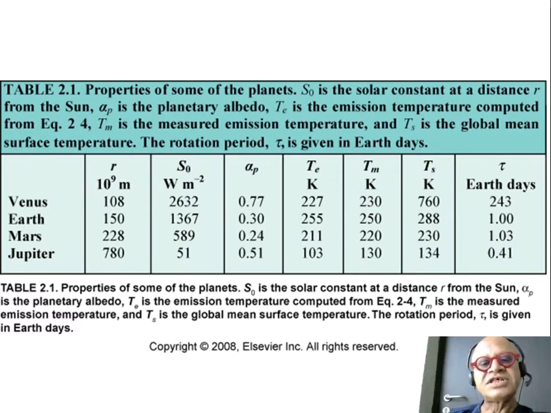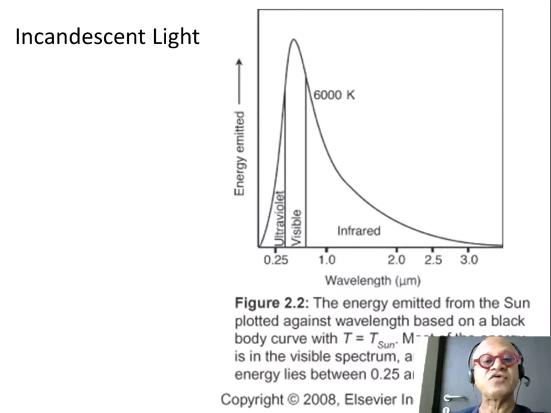So considering these relatively small differences between the solar flux at the top of the atmosphere for Venus, Earth, and Mars, why are the temperatures so wildly different? Why is Mars at minus 50 degrees centigrade and Earth at 15 degrees centigrade and Venus at 460 or so degrees centigrade? That's what we have to understand.